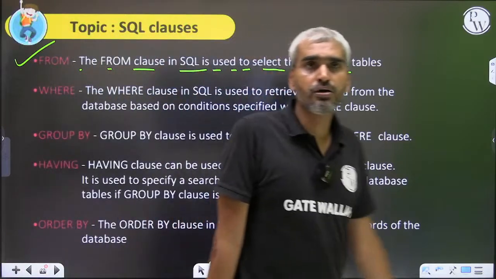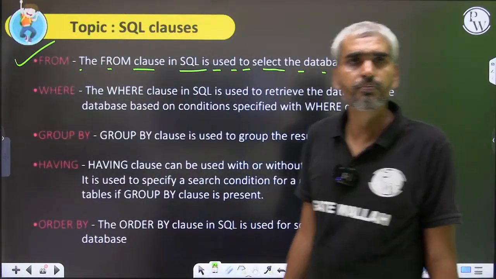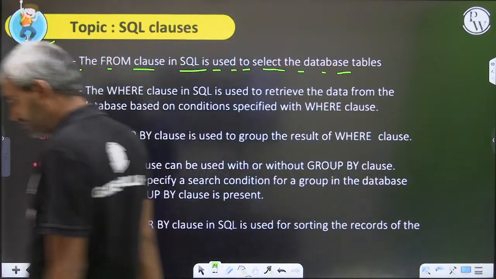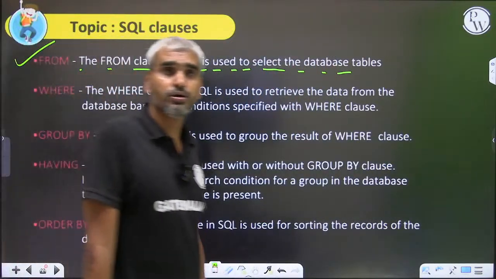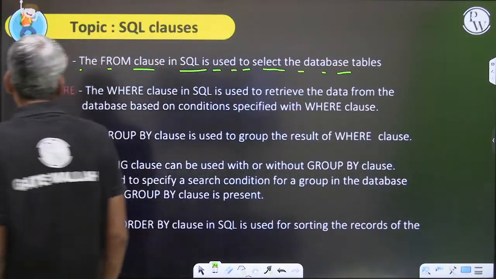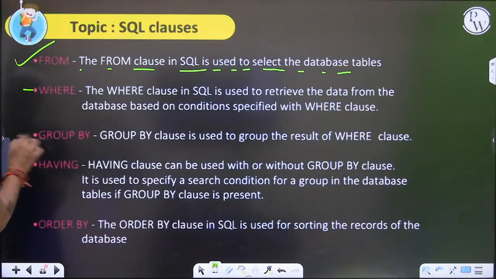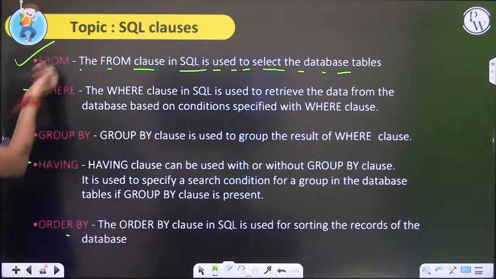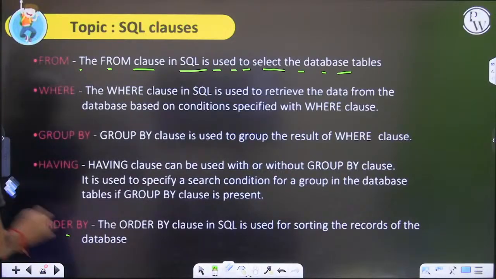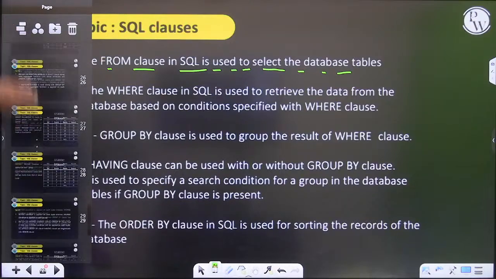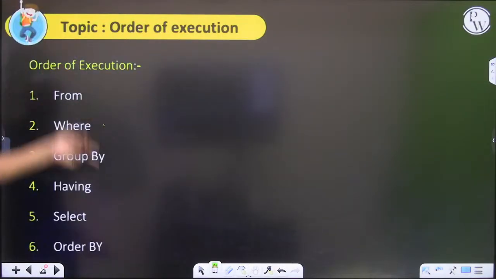Sir, are these clauses in a sequence? Yeah, they are in a sequence. You are trying to ask whether we have any sequence for the execution of these clauses? Yes. So first of all, we will have where clause, then you will define group by clause, then you will specify having condition, then you will go into the select, and finally it will be order by. Obviously, first thing will be from clause, but I have a slide with respect to order of execution. Don't worry about that, I have a slide with respect to the order of execution.